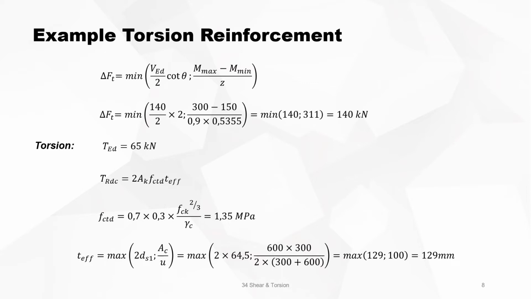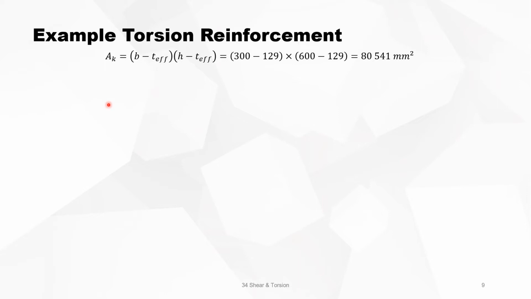So we took the rectangular section of the beam and converted it into a hollow core section with an effective depth of 129 millimeter. The area AK inside the section is 80,541 square millimeters.